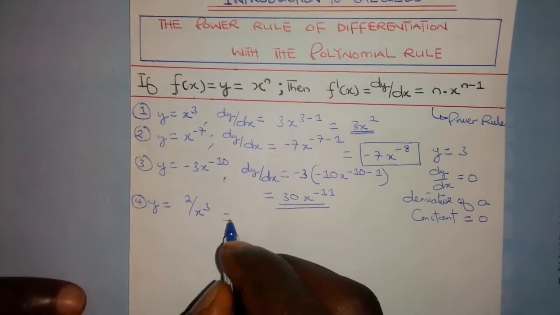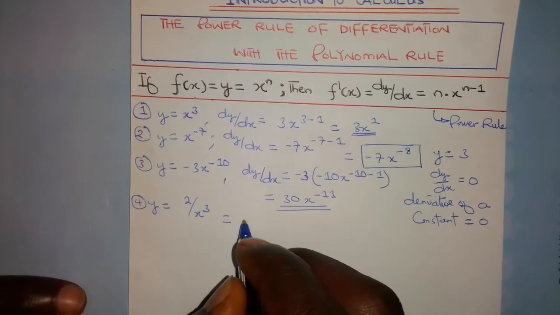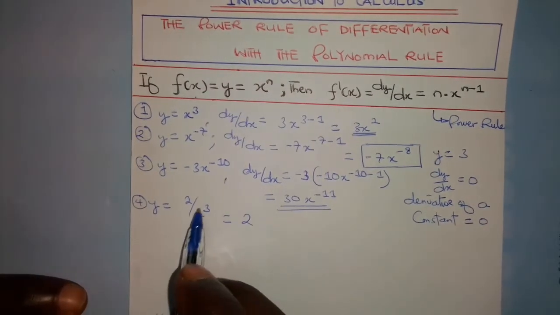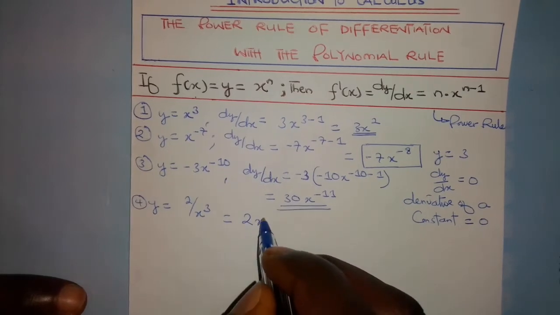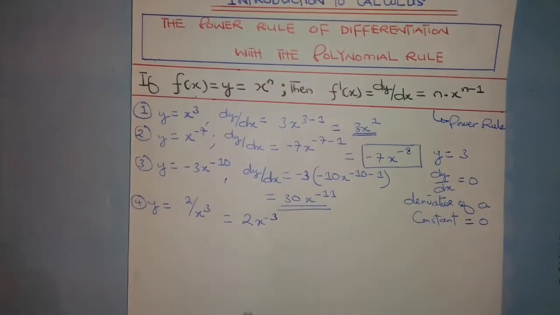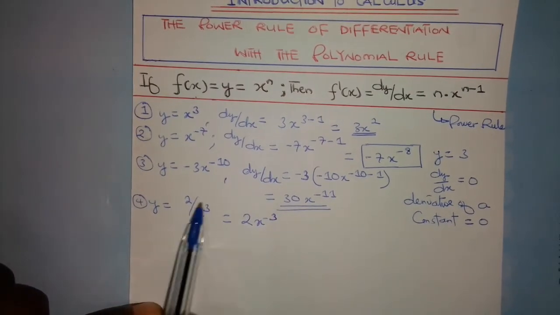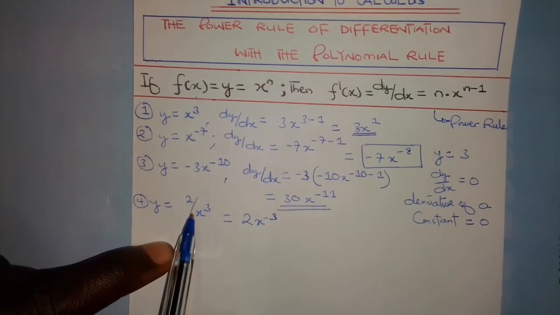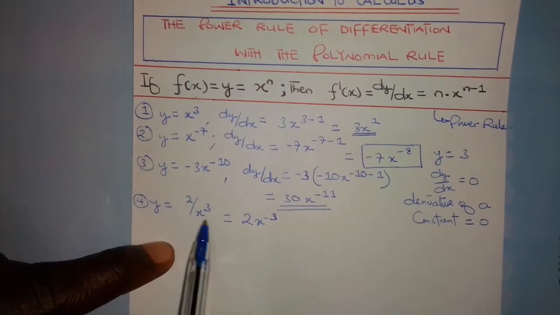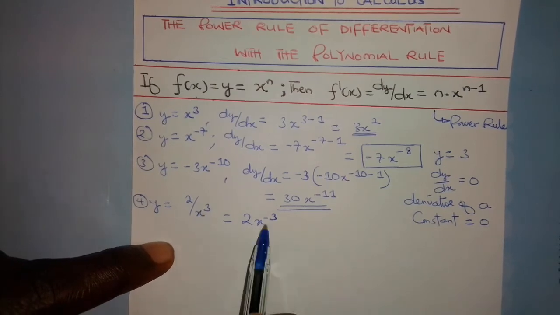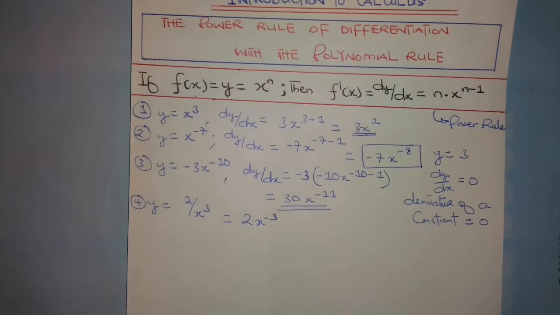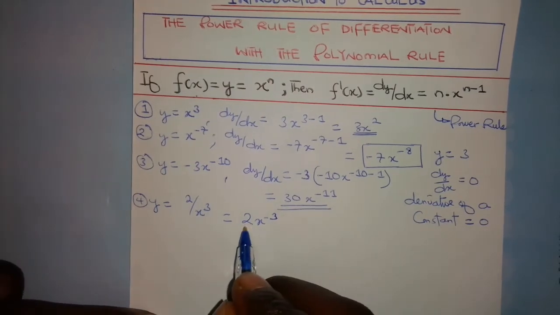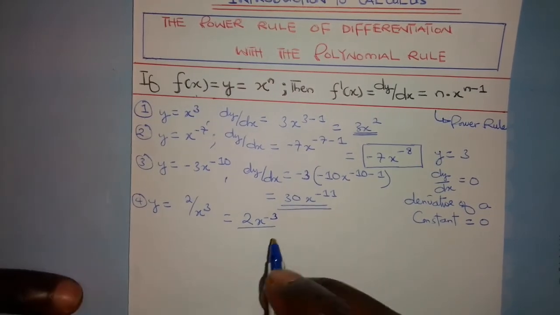So you need to make this to become a common term so that this x is raised to the power of minus 3. So it's the law of indices that says if I want to bring this x up to make it be in the same line with 2, then that means I need to introduce a negative in front of that power. It's according to a law of indices. So this is actually the term that we are going to differentiate.